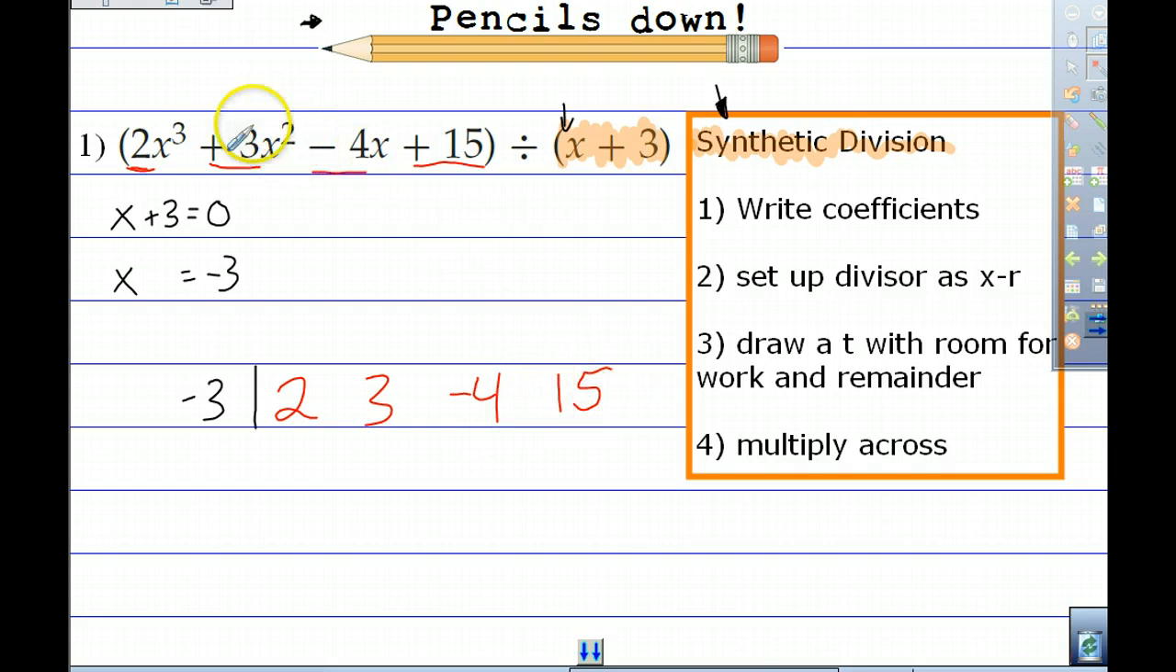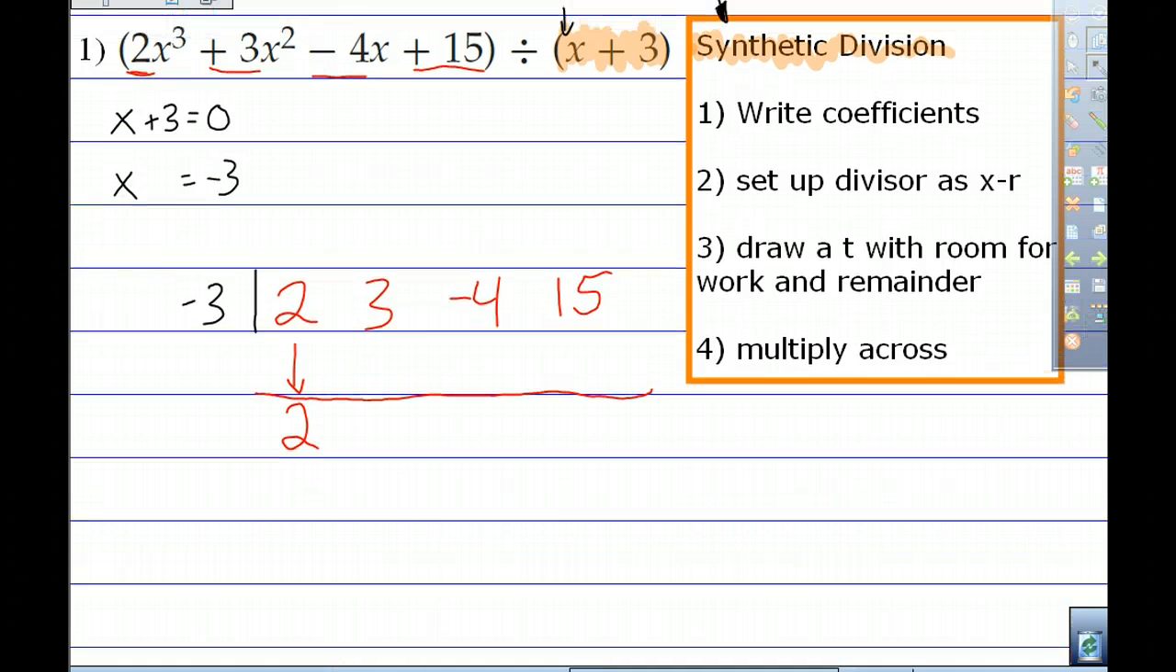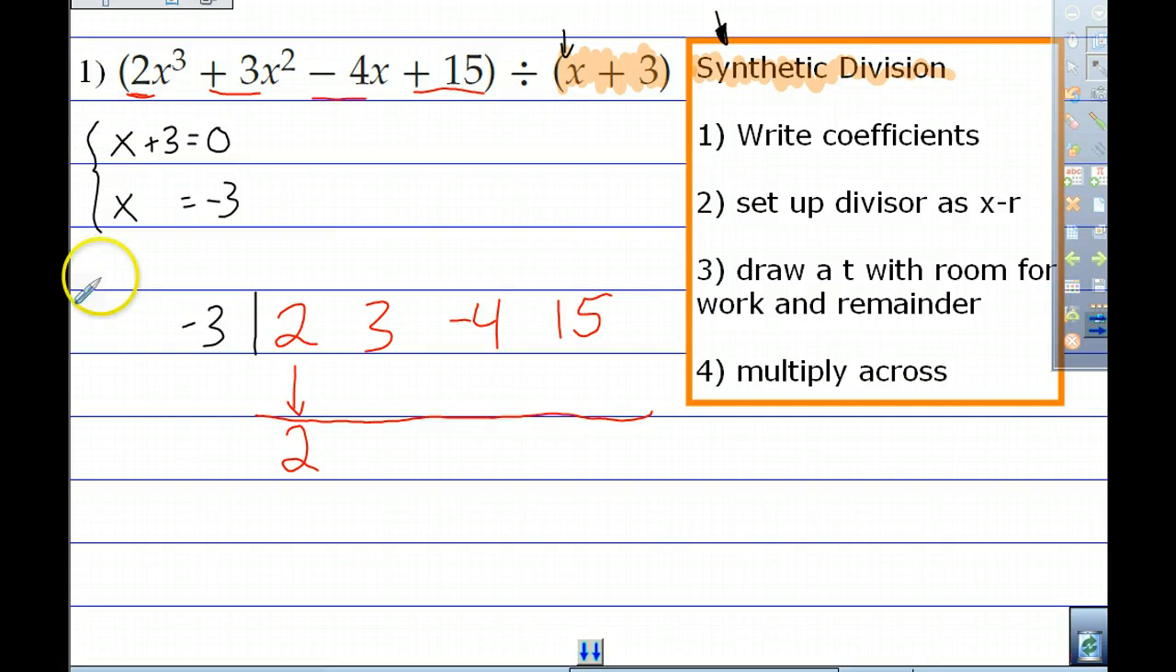And just like before though, if there was something missing, if this went 2x to the third minus 4x, we put a 0 in. So same idea there. But we just put a number. So this method is entirely variable free. Alright, so I'm going to draw a line right here. Drop down the first number right below the line, and that's the initial setup of the problem. So we have to solve right here. Whatever this is, set it equal to 0, get the number. That number goes in front. Bring the coefficients down. Insert zeros if necessary in between, and then drop that first number.